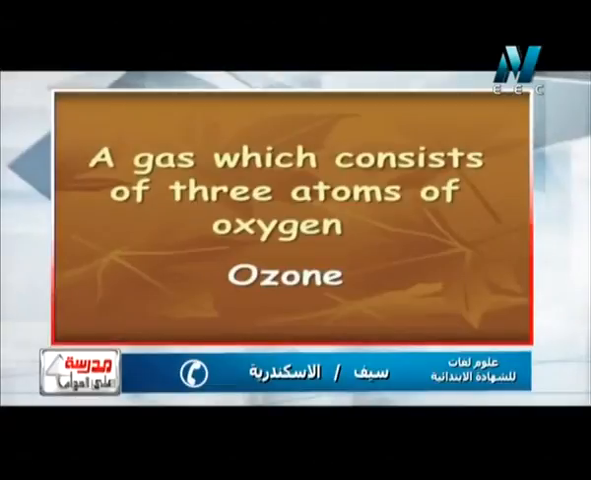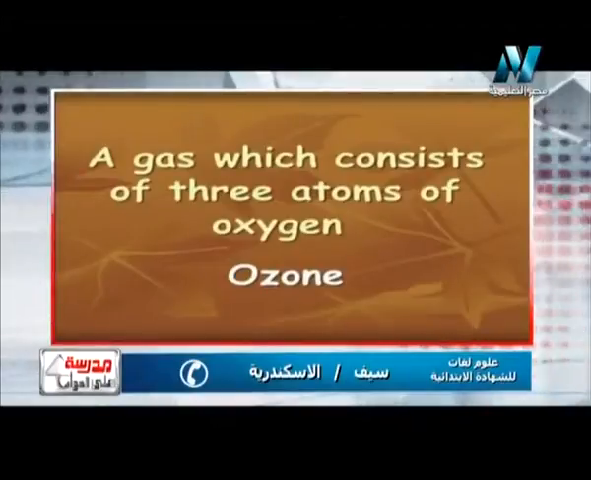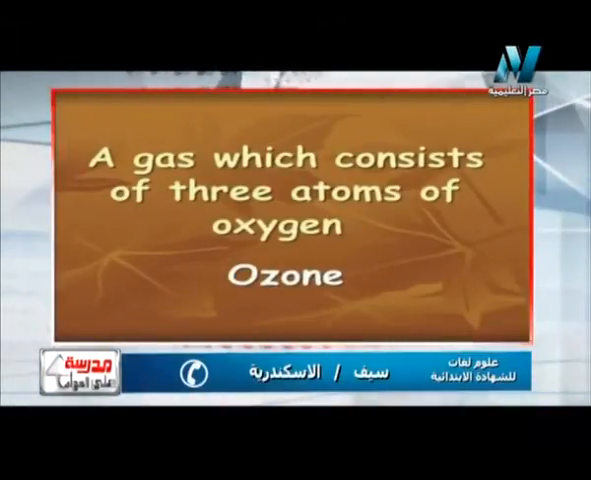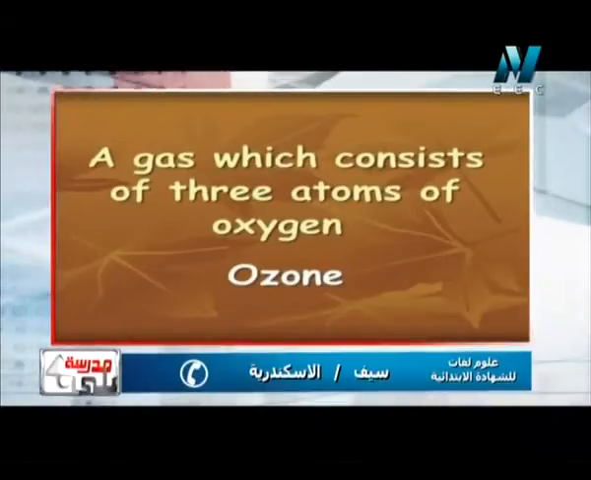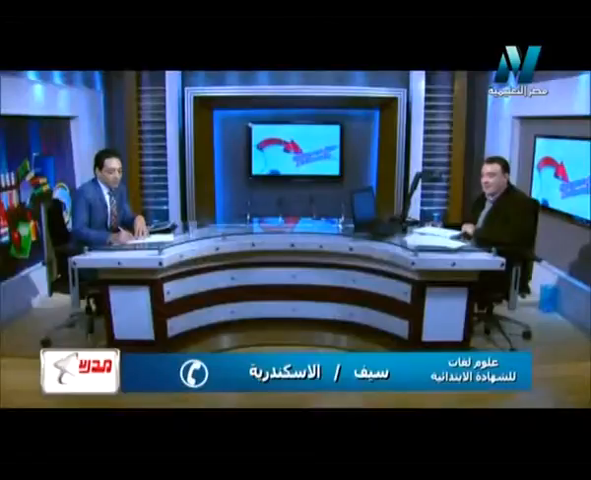Yusuf, can you tell me why the ozone layer is very important to us? What's the importance of the ozone layer? It protects us from what? Because the ozone gas, or the ozone layer, protects us from ultraviolet radiation, the dangerous radiation that comes from the sun.